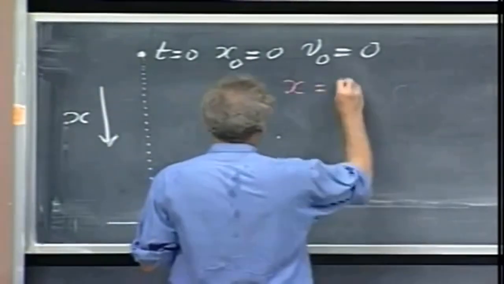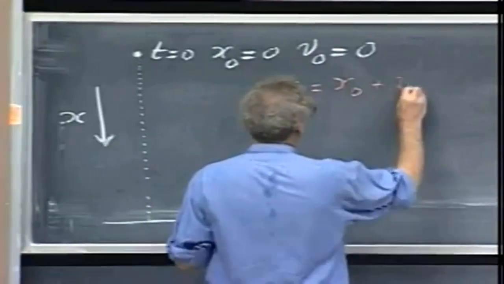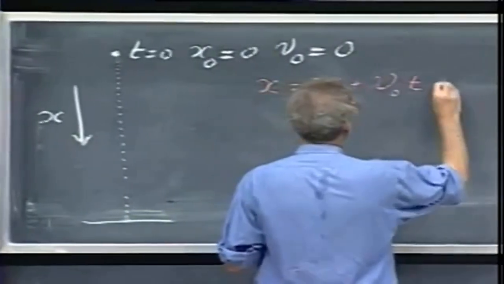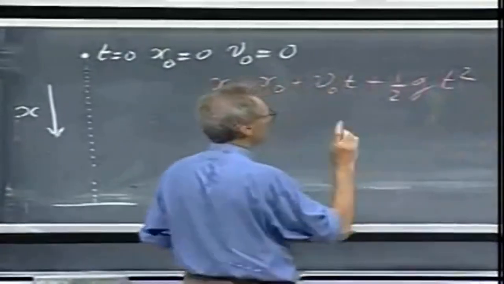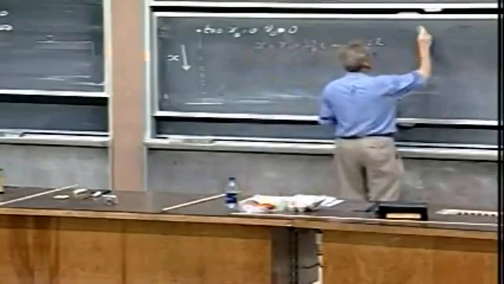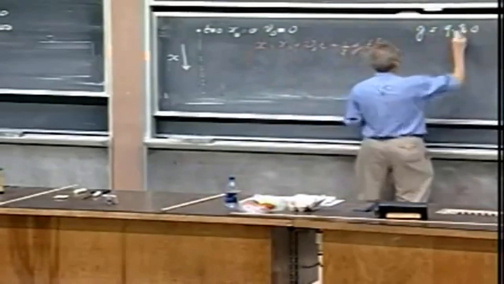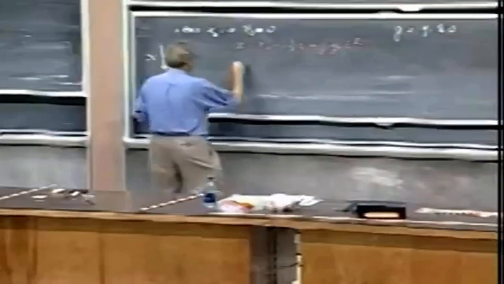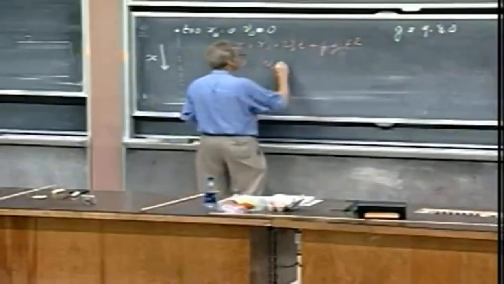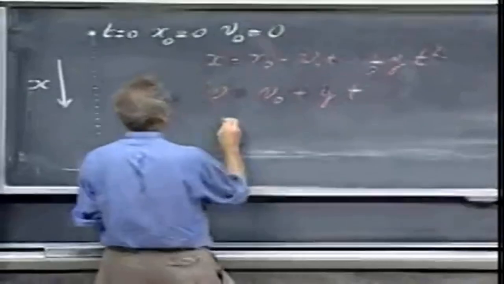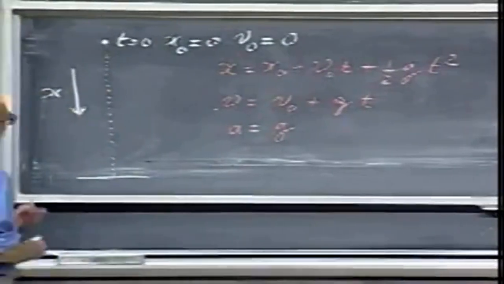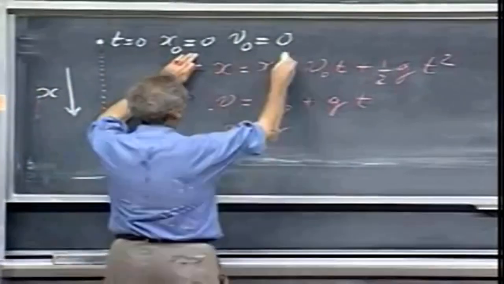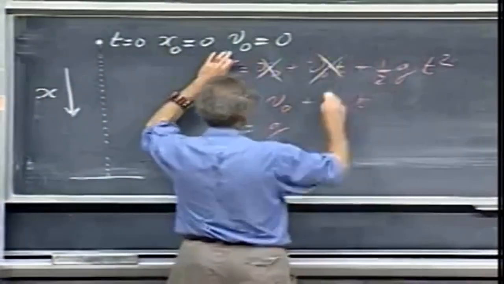x equals x0 plus v0 t plus 1/2 g t squared. And g now is 9.80 meters per second squared. The velocity at any moment in time equals v0 plus g t, and the acceleration is constant, is simply g. Now in my case, I have chosen t equals 0, x0 is 0, and I've chosen v0 to be 0, so these go.